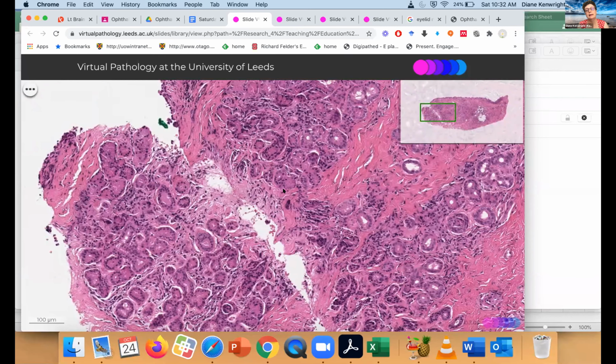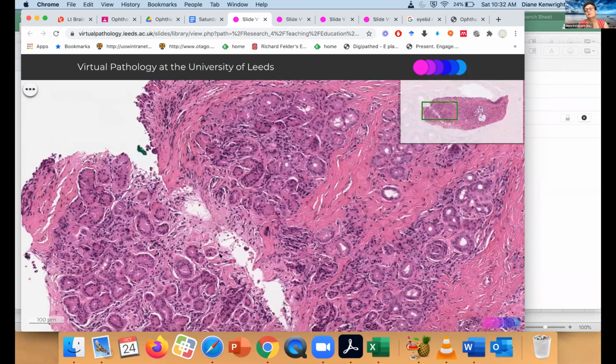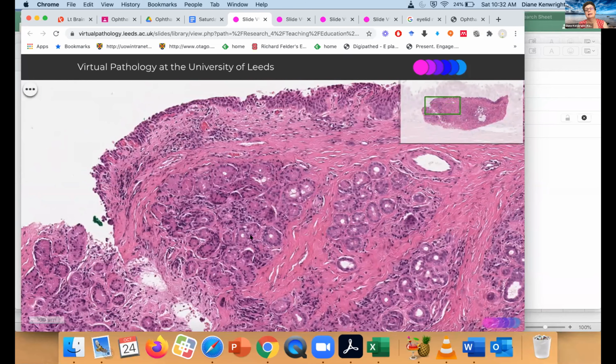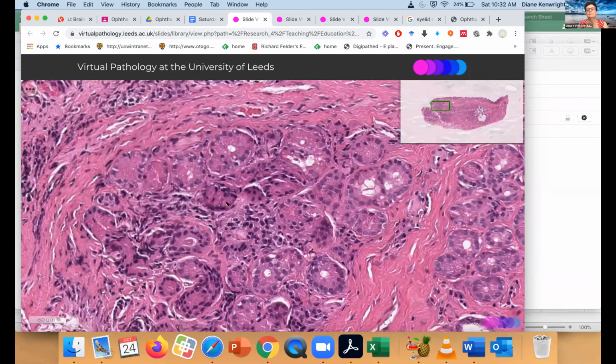Okay, and they're quite big, aren't they? So I think that these are minor lacrimal glands that are inflamed. Yeah, is that the same as an accessory lacrimal gland? Yeah, an accessory lacrimal gland, yeah.